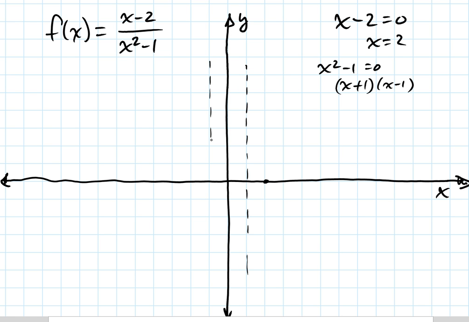Now, on this function, what am I trying to say? For this function, the degree of the numerator is smaller than the degree of the denominator. And whenever the degree of the numerator is smaller, I know that I have a horizontal asymptote at the line y equals 0. It's the x-axis. So I'm trying to put a dashed line through there.